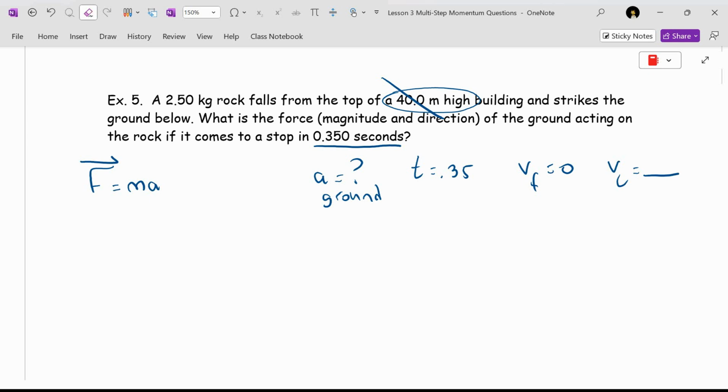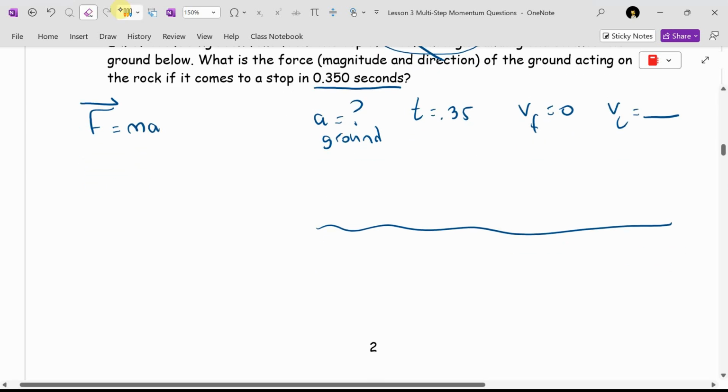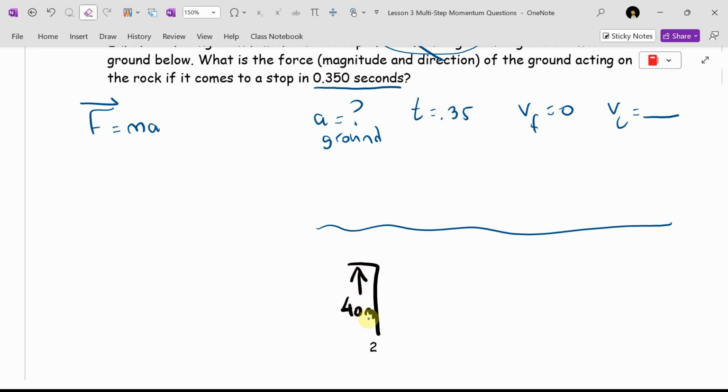Now, what is that? That's how fast it was traveling right when the ground started to slow it down. You know what else that is? That's how fast it was traveling when it hit the ground. That's VF from free fall is going to be VI for ground. Does that make sense? So I'm going to draw a little picture here. I'll change colors. Now I'm going to go to free fall. So here's the building. It says it was 40 meters. I'd like to find VF, which is going to be VI once it hits the ground, which is going to give me A, which is going to give me M.